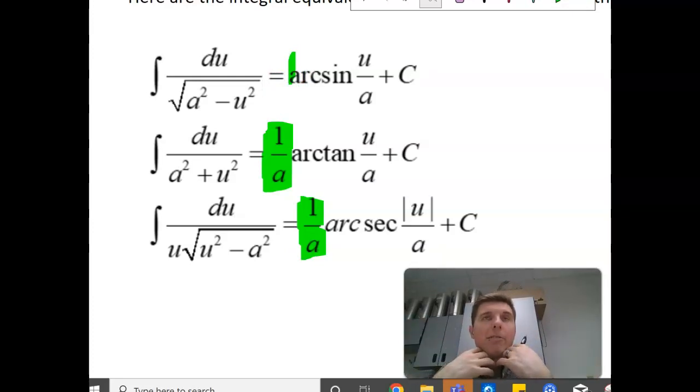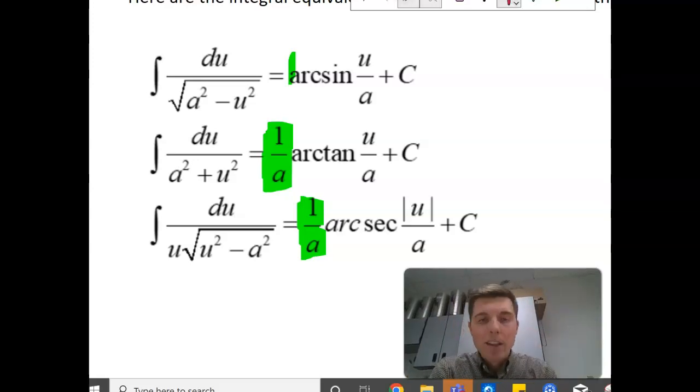Every year somebody asks me, Mr. Bolkin, why is that the case? And I've tried to look through the proof of this, and I don't know. So if you do, let me know and explain it to me clearly, because I can't quite figure it out. Why doesn't there have a 1 over a? I don't know, but it doesn't. So that's our rule for now.